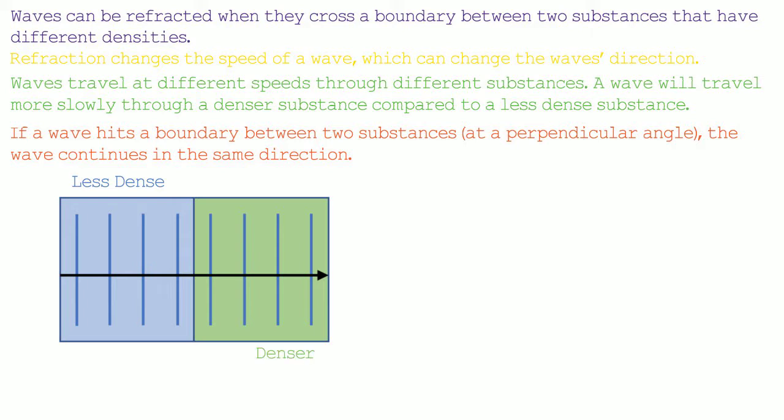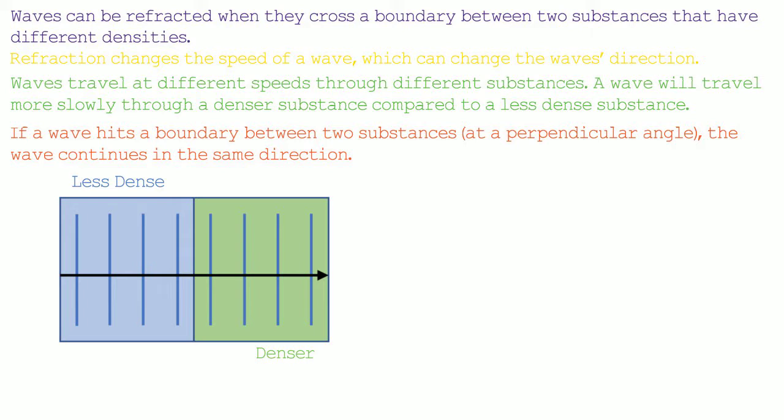Our wave is travelling from left to right, and as the wave enters the green substance, it travels at a slower speed. This is because the green substance is denser compared with the less dense blue substance. So when the wave travels through the blue substance, it travels at a faster speed. Because our wave enters the green substance at a perpendicular angle, it means that the whole part of the wave slows down at the same time. This results in the direction of the wave remaining constant.